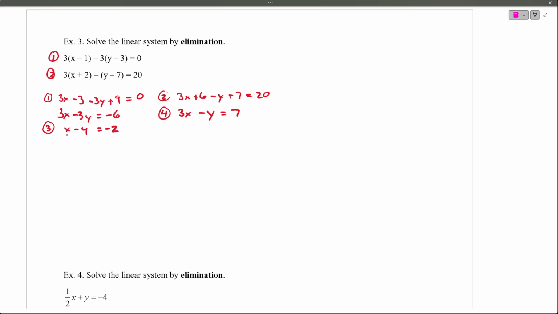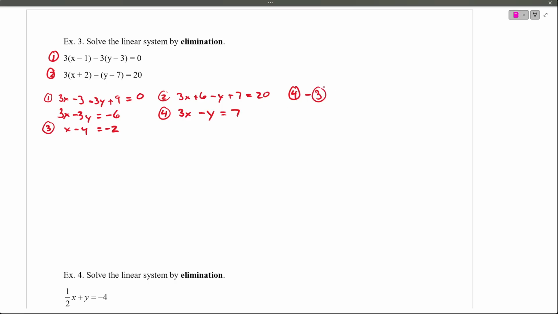Now let's look at equation 3 and equation 4. Do we have any similar coefficients? We do. The two y coefficients are the same. They're both 1s, negative 1 specifically. And they both have the same sign. So since they both have the same sign, what are we going to do? We're going to add or subtract. We're going to subtract, right? Okay. So let's look at this. Let's do equation 4 minus equation 3. So we're going to say equation 4 minus equation 3.